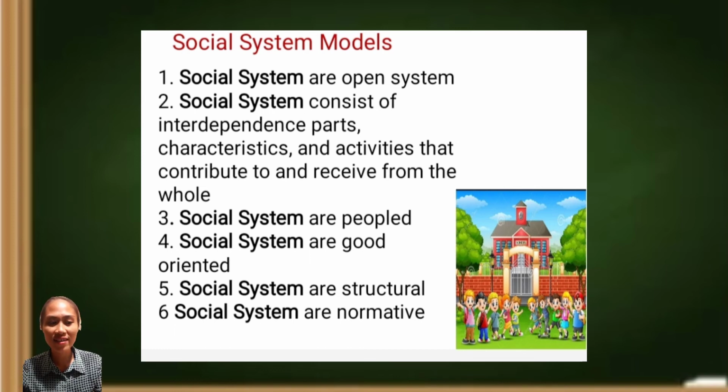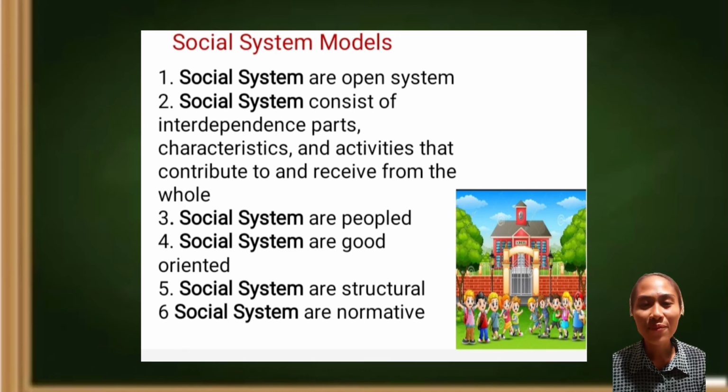Number 4. Social systems are goal-oriented. Social systems lead to organization and stability. Due to it, human behavior does not become deviant and they act according to the norms of the society. Number 5. Social systems are structural, because of the distinctive, stable arrangement of institutions whereby human beings in a society interact and live together.